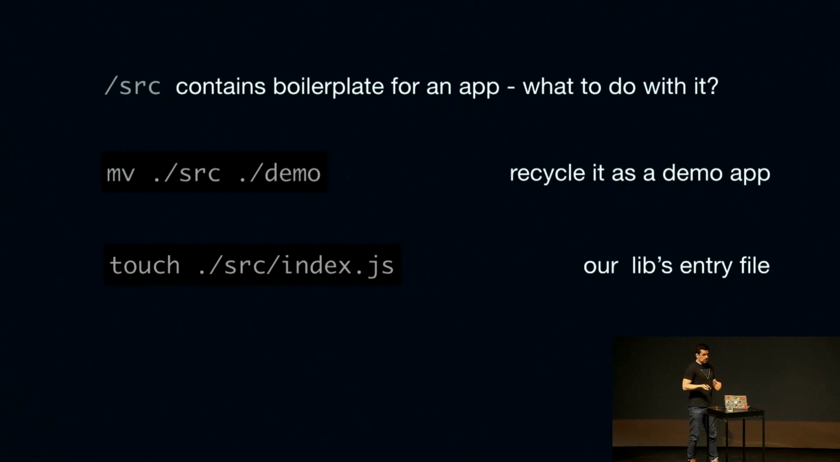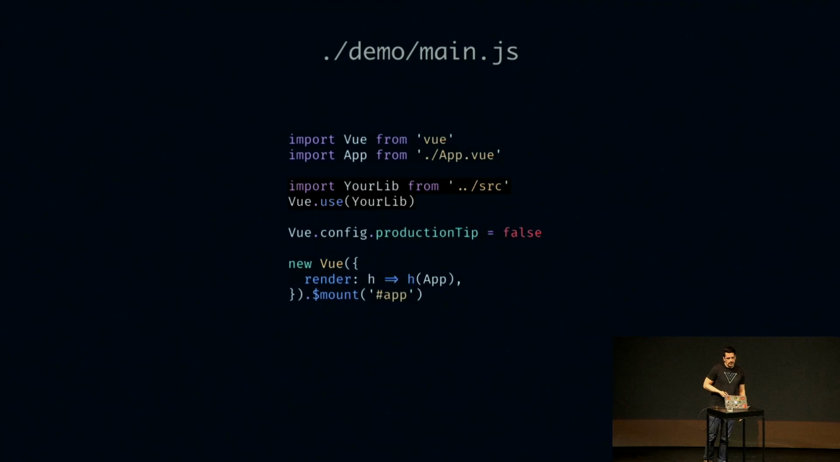So we just removed the whole source folder, right? So we at least need an entry file to write a component with. So we just create that file. And then in the main file of our new demo application, we just include the source folder, and then we can include the plugin to test it, right?